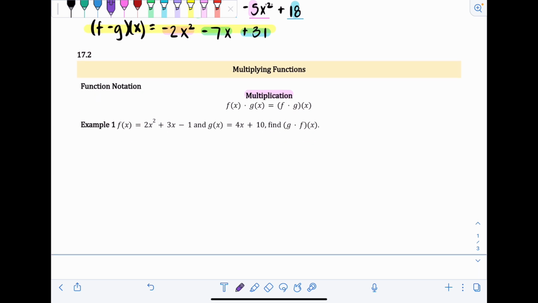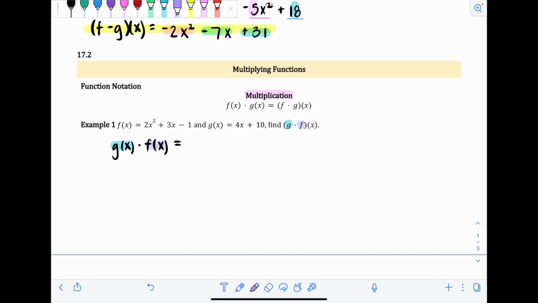Okay, so example 1, f of x is 2x squared plus 3x minus 1, and g of x equals 4x plus 10, and we're supposed to find g times f of x. So what that means is we're going to do g of x times f of x. And when you're multiplying, technically order doesn't matter, but I'm going to keep mine in the same order as this is. So g of x times f of x.